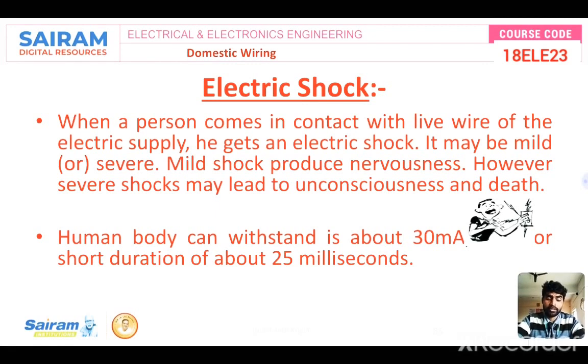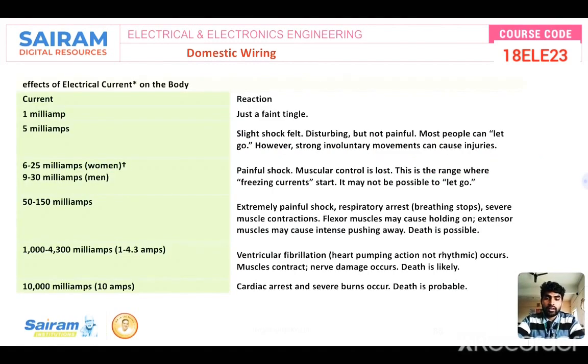25 milliseconds, 30 milliamps is the withstanding capacity, okay. And in domestic wiring, we have the effect of electric current on the body. So 1 milliamp is just a faint tingle, I mean just a mild effect. And 5 milliamps, a slight shock is felt, disturbing but not painful. Most people can let go, however a strong involuntary movement can cause injuries, only injuries, okay. And here 6 to 25 milliamps, painful shock, okay.